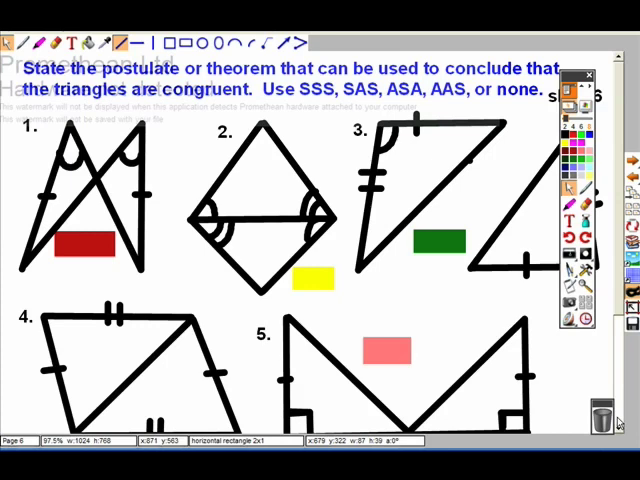I have the answers hidden behind the boxes, the color boxes, as you can see on the page, and students are asked if the triangles are congruent, and they have to give me the reason why they think they're congruent, and they can give an answer and then come to the board to reveal whether their answer is correct or not.